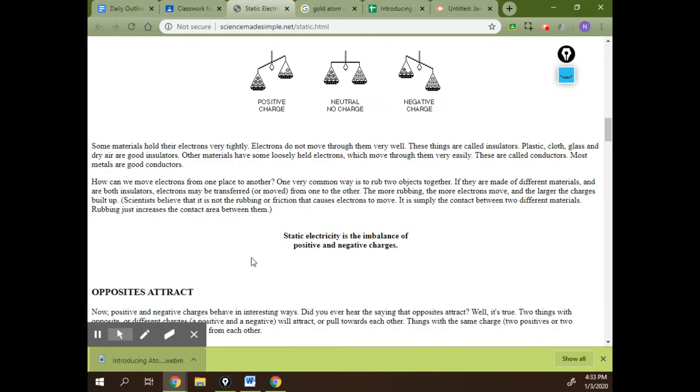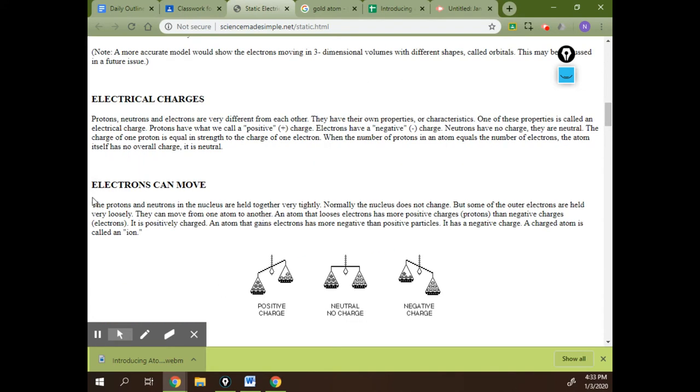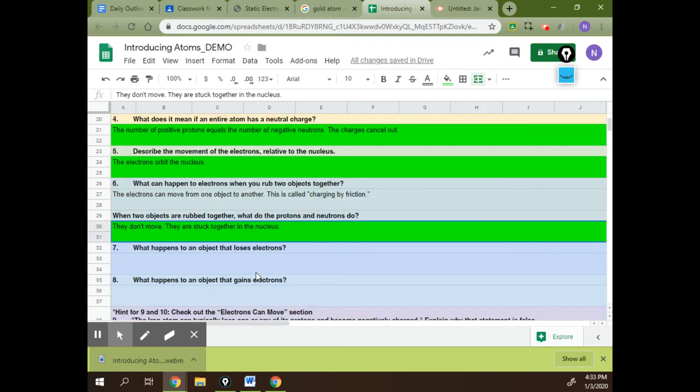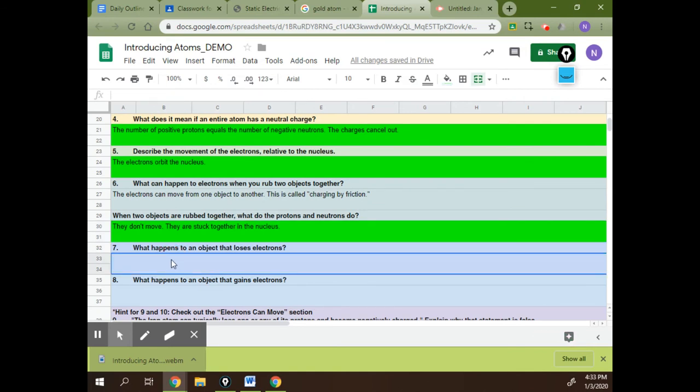Okay, where do we find that in the reading? Under electrons can move. The protons and neutrons in the nucleus are held together very tightly. Normally, the nucleus does not change. Okay, but the electrons can come or go, but not the protons and neutrons. They are bound together in the nucleus. If you were to try and separate the protons and neutrons in the nucleus, you would get something like a nuclear explosion.